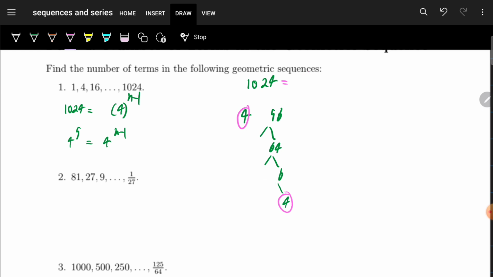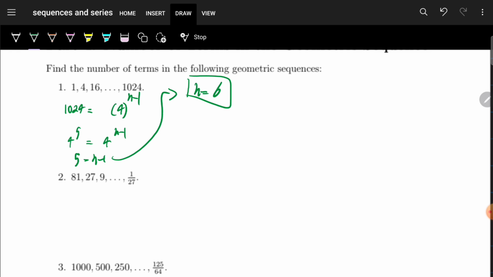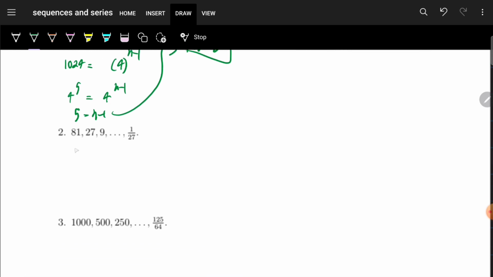All right, so let's erase this. All right, anyways, let's get back to it. So this means that we have 5 equals n minus 1, which means n equals 6, and we have 6 terms. All right, let's have a look at the next one.